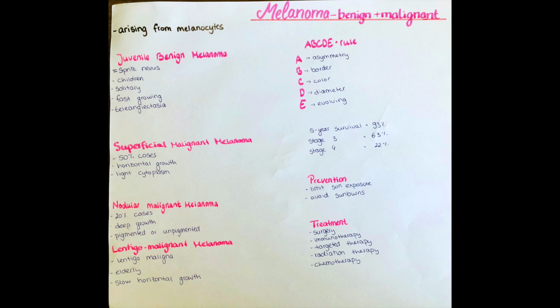However, there is also the juvenile benign melanoma. It is also called Spitz nevus. It usually occurs in children, it is usually solitary, and usually in the face. It often grows rapidly and appears as a thick, pigmented knot with telangiectasia around it.